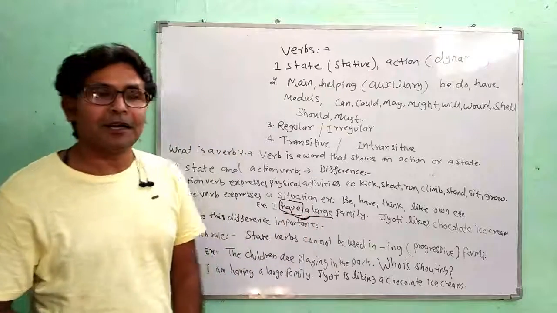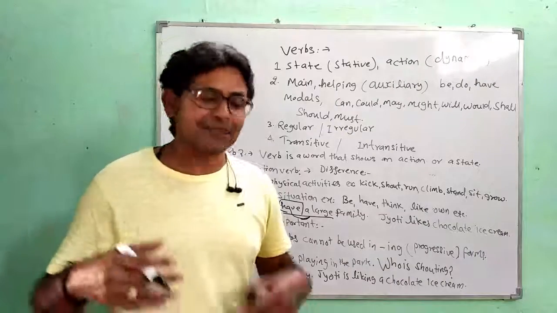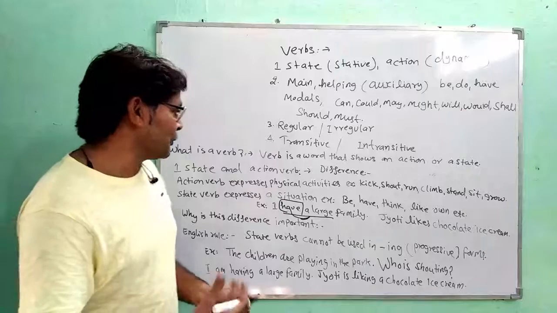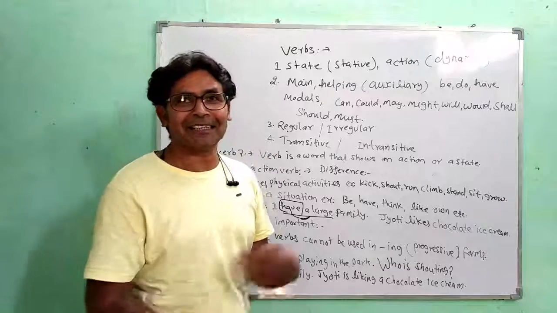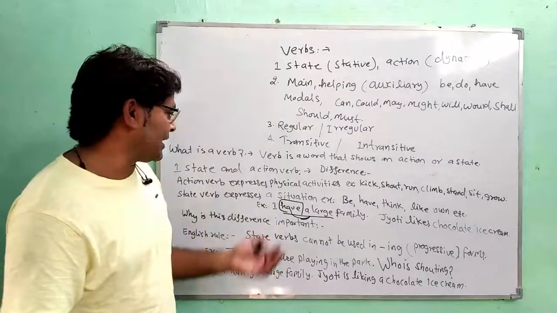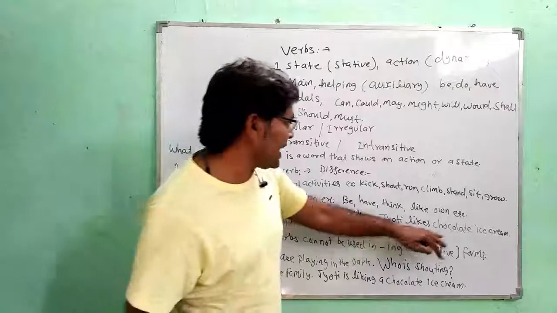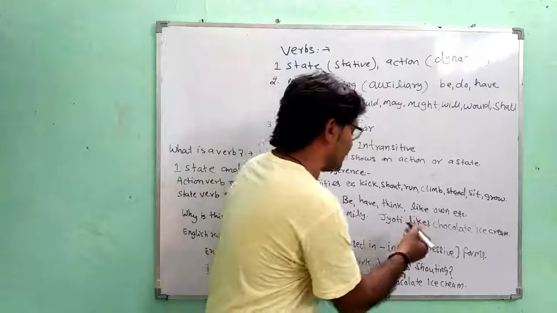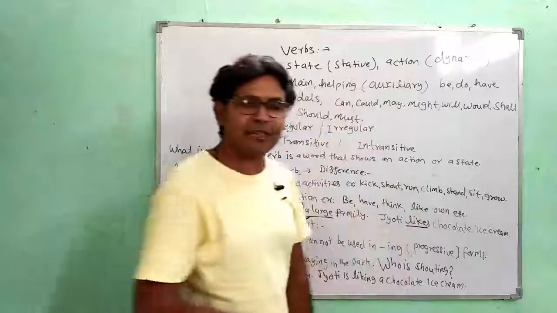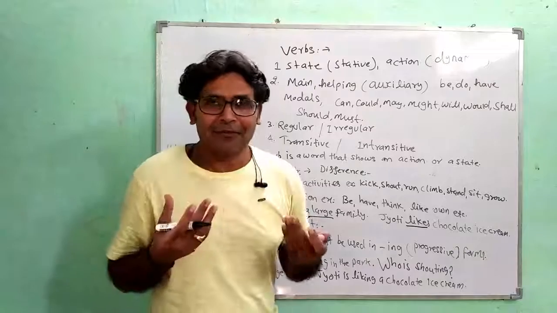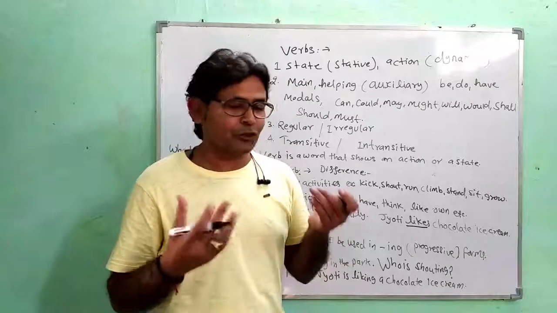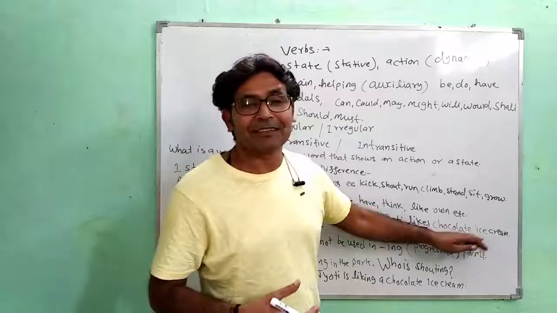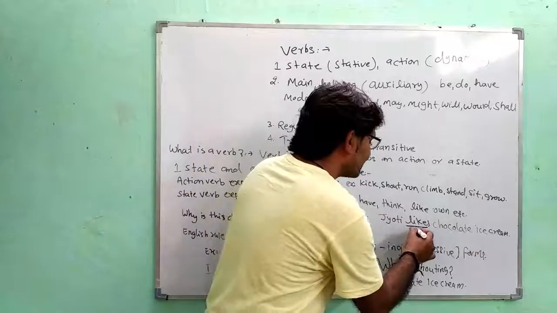For example, my family is getting bigger every day. New family members are being included in it. That is why I have a large family. Another sentence, Jyoti likes chocolate ice cream. Can you see any physical activity? The verb here is likes. Can you see any physical activity where Jyoti likes chocolate ice cream? There is no physical activity in this sentence. That is why like is a state verb.